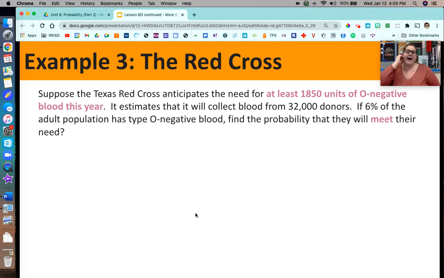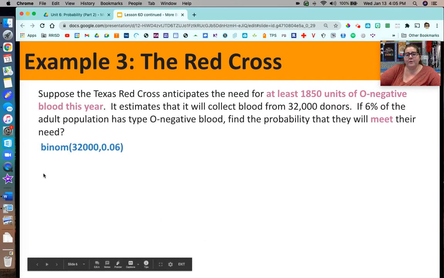To explain that a little bit further, I'm actually going to move on to another example where I have much bigger numbers, which would maybe necessitate a better trick for figuring out this answer, so I don't have to do a million different things in my calculator. Suppose the Texas Red Cross anticipates the need for at least 1,850 units of O negative blood this year. So 1,850 or more. It estimates that it will collect blood from 32,000 donors, and 6% of the adult population has type O negative blood. We're going to find the probability that they will meet their need, meaning that they get at least 1,850.